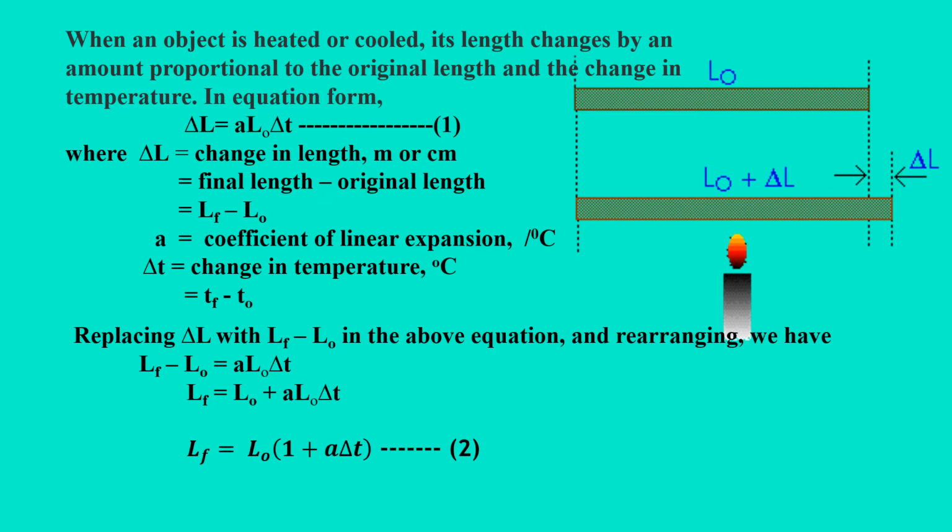Replacing delta L with L_F minus L_O in the above equation and rearranging, we have L_F minus L_O equals A L_O delta T. Transposing L_O to the other side of the equation, the final length equals L_O plus A times L_O delta T. Factoring out L_O, the final expression for the final length is L_F equals L_O times quantity 1 plus A delta T.